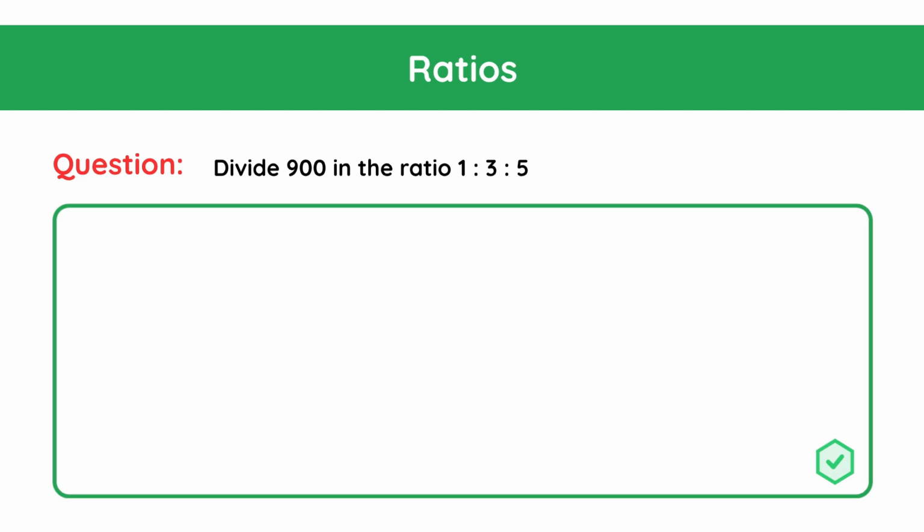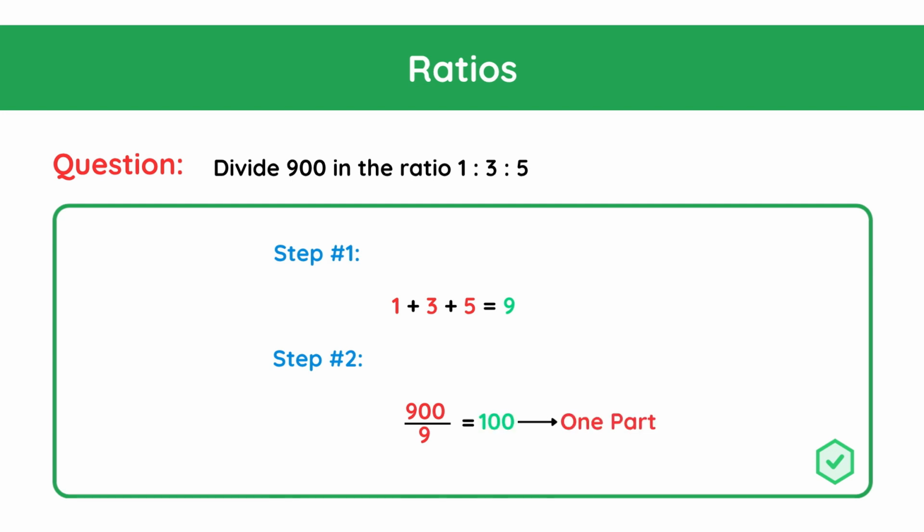The same 3 steps still work. Step 1. Add the parts. 1 plus 3 plus 5 is 9. Step 2. Divide 900 by 9. That gives us 100. So one part is worth 100.